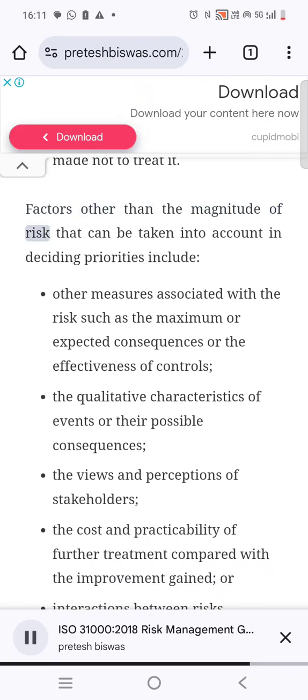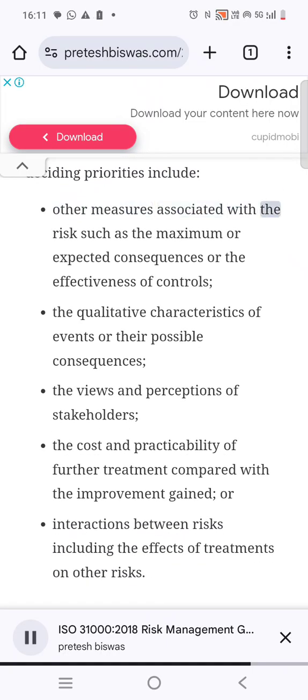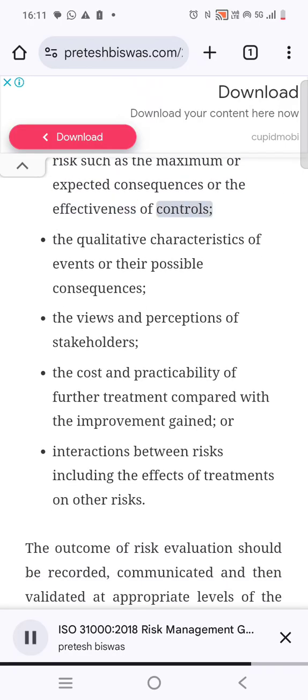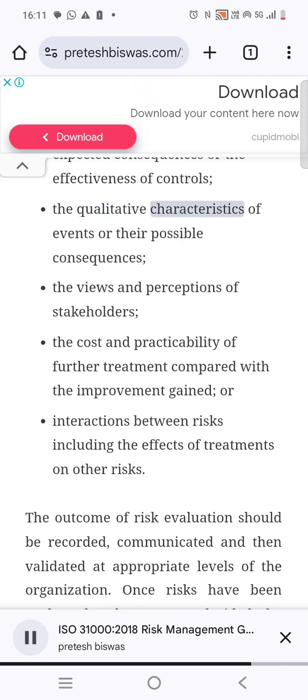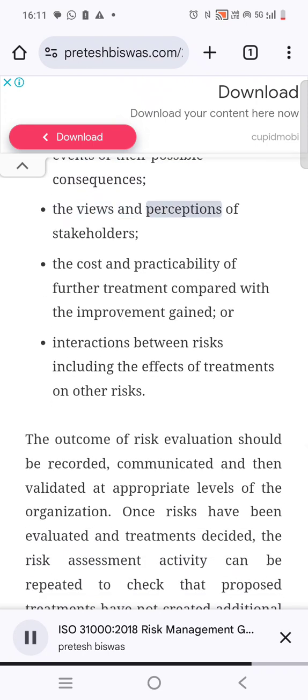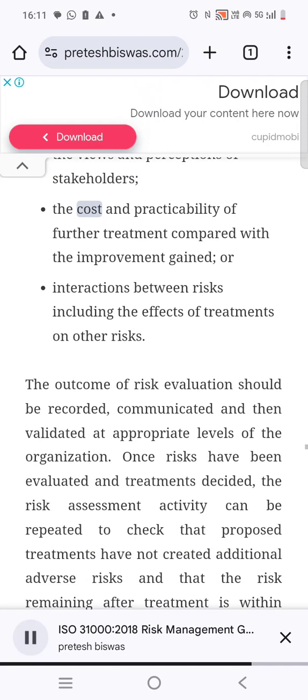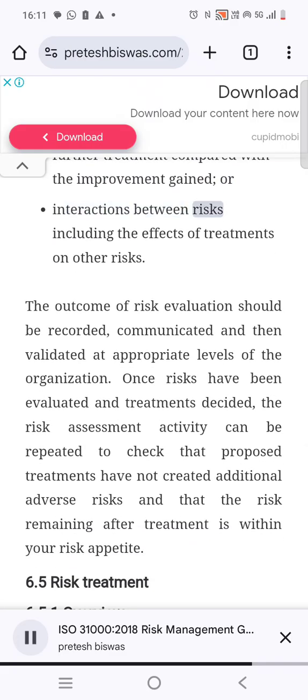Factors other than the magnitude of risk that can be taken into account in deciding priorities include other measures associated with the risk, such as the maximum or expected consequences or the effectiveness of controls, the qualitative characteristics of events or their possible consequences, the views and perceptions of stakeholders, the cost and practicability of further treatment compared with the improvement gained, or interactions between risks including the effects of treatments on other risks.